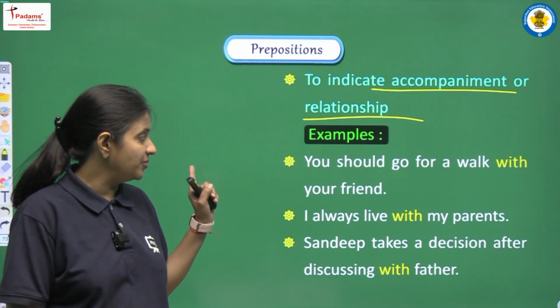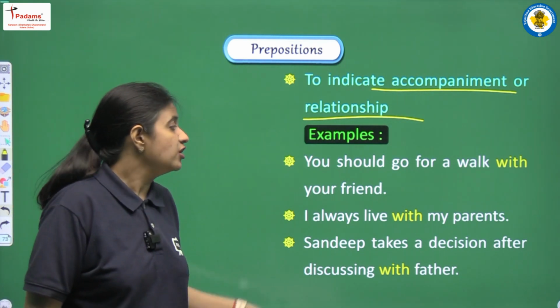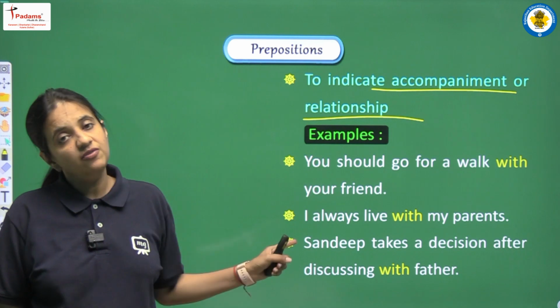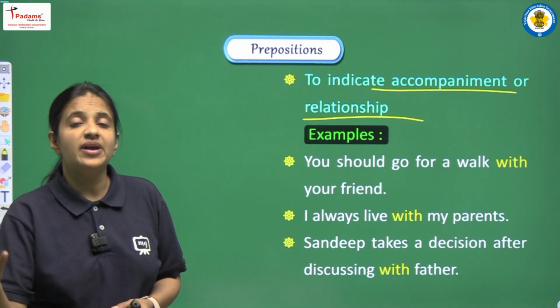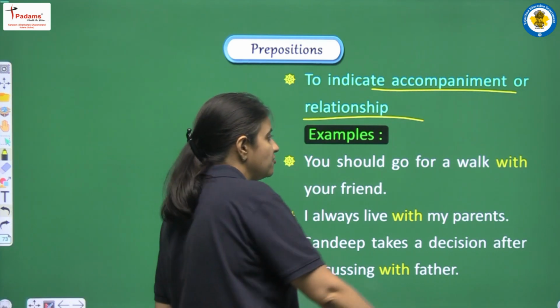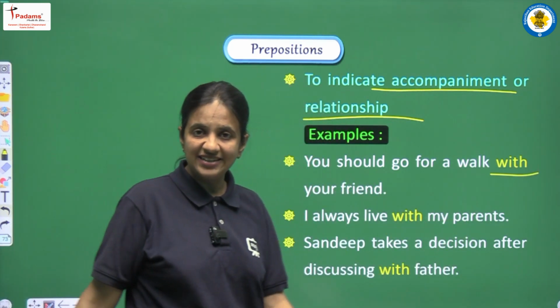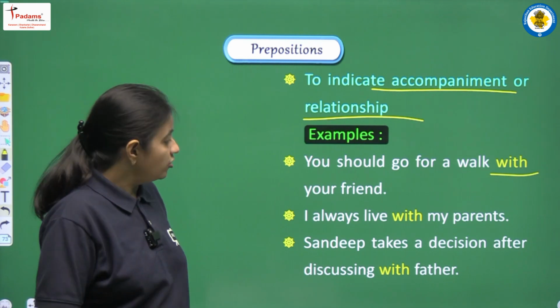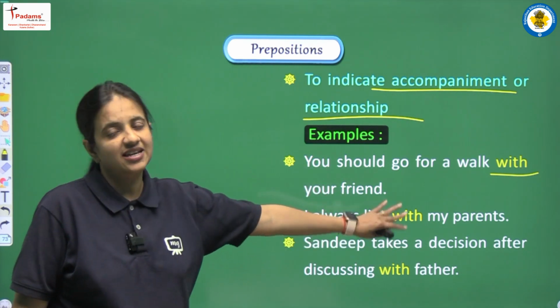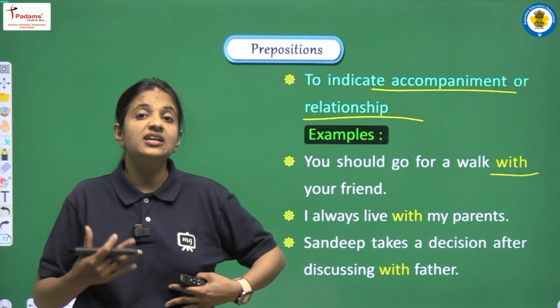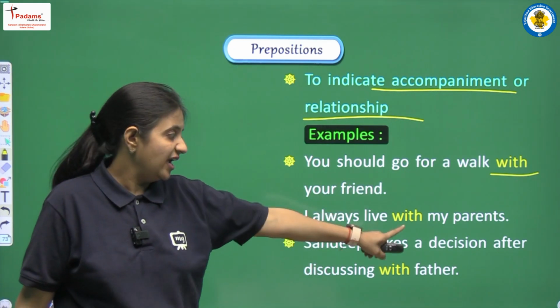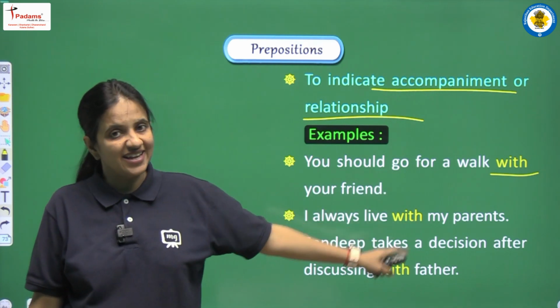How? Let's see the examples. You should go for a walk with your friend. So here we are having the company of the friend. We are trying to show the accompaniment of the friend, and this is the reason we are having "with" here in the sentence. Next, I always live with my parents. Again, in this sentence we are trying to show the accompaniment, that I have the company of my parents, and for that we are having "with" here.